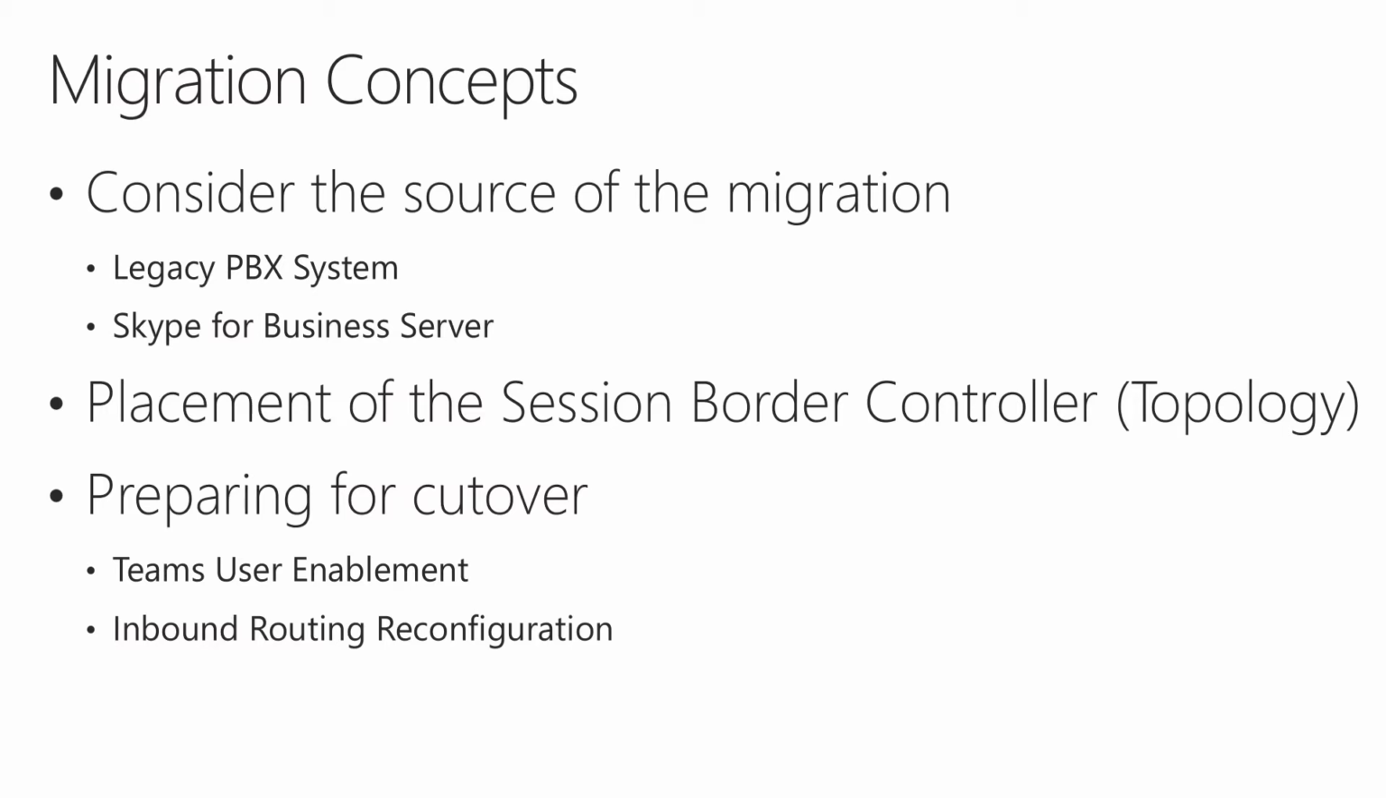We then also have to make sure that we understand how to prepare for the cutover, because the cutover to Teams with direct routing involves not only enabling the user for Teams and the various features of Teams like phone system and direct routing, but we also need to make some reconfiguration changes to the inbound routing of the particular phone number to ensure that it's now no longer being passed over to the old PBX or the old Skype for Business environment, but over to the new Teams environment. We'll cover each of these concepts as we go throughout this lesson.